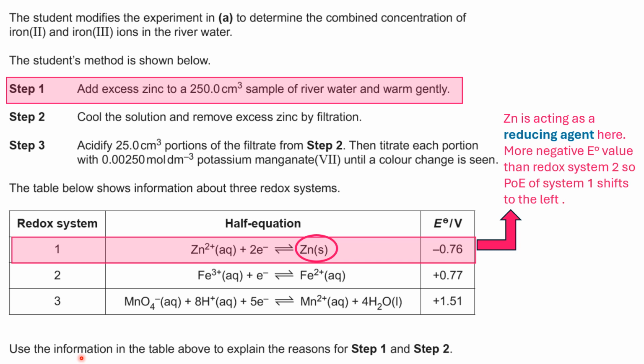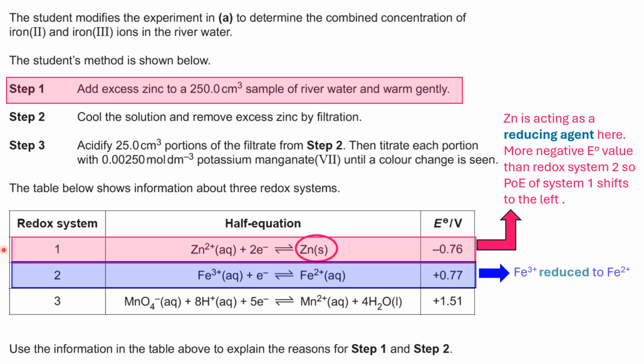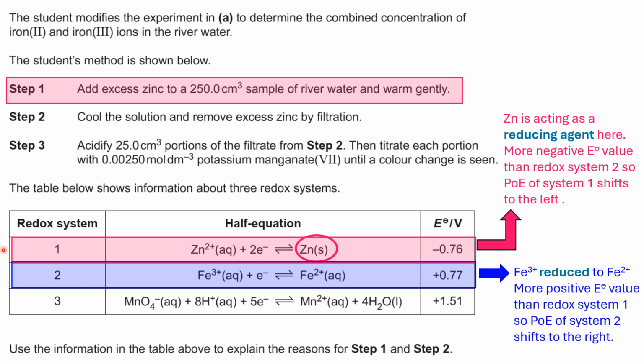And we can make a comment about the more negative electrode potential value than redox system 2. Redox system 2 contains the iron species, iron 3+ and iron 2+, and those are what are mentioned a bit further up. So there's a connection being made between those two. This one has an electrode potential value of plus 0.77 volts. So the Fe3+ is being reduced to Fe2+, being the more positive of the two electrode potentials. The position of equilibrium is going to shift to the right.